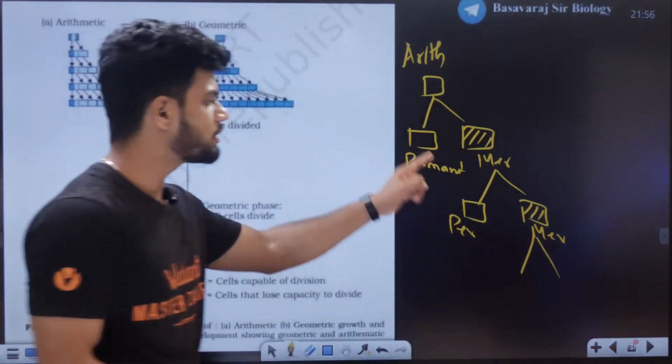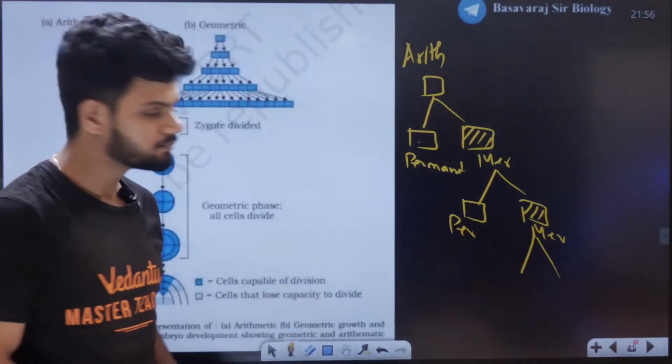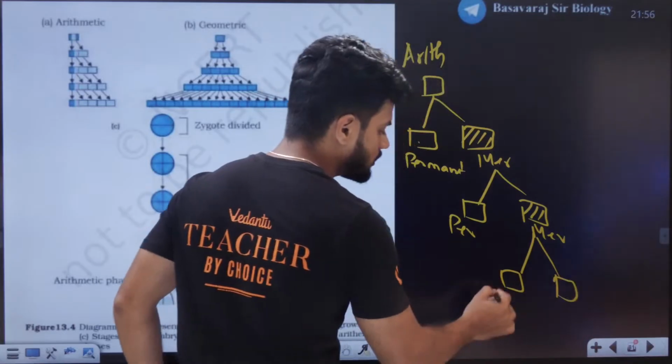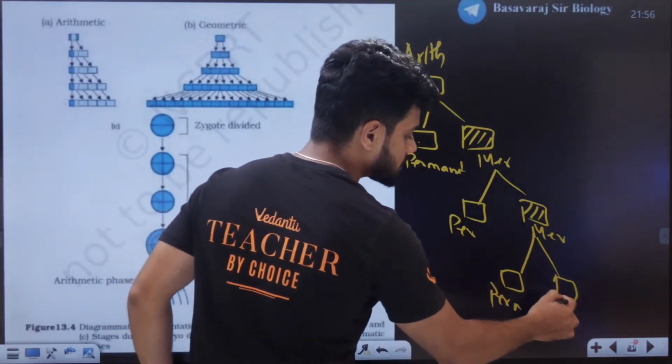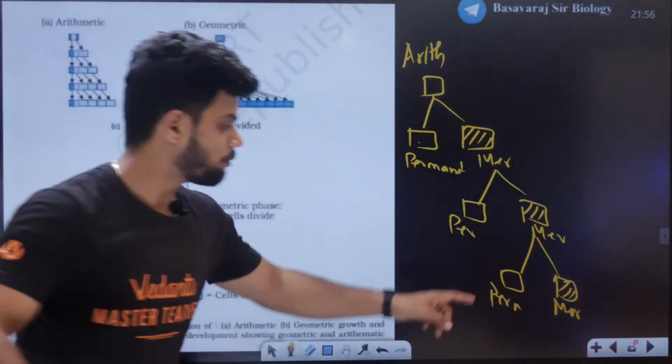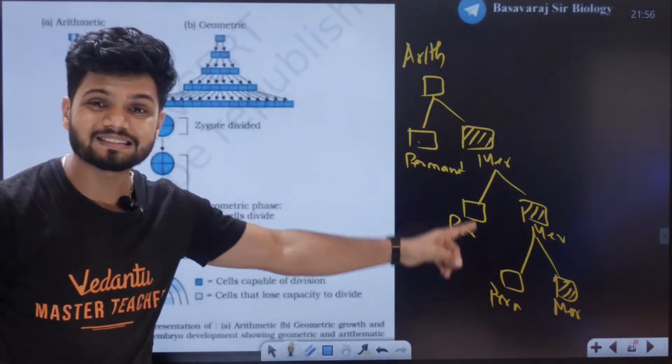See, permanent cells cannot divide. The meristematic cell is dividing again into two cells. Again, this is permanent, this is meristematic. So, meristematic cells keep on dividing, and one becomes permanent. This is called arithmetic growth.